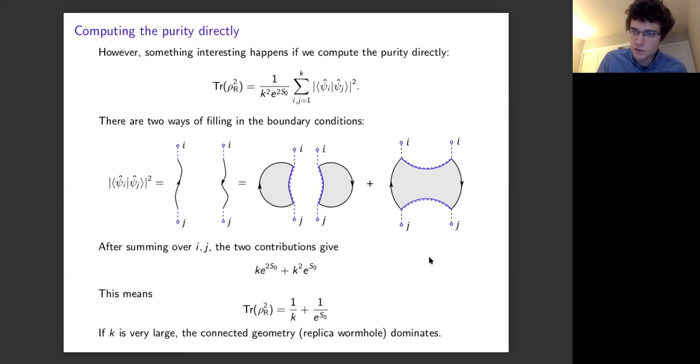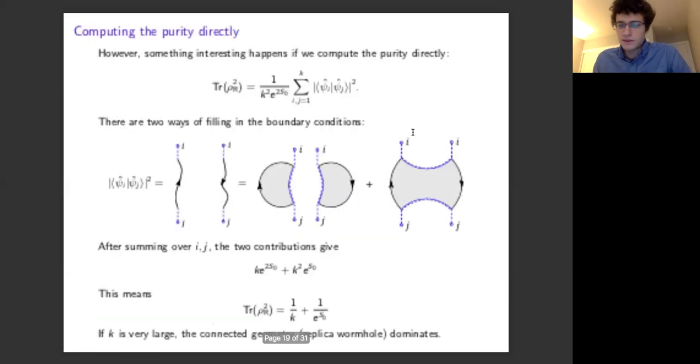And if k is extremely large, then the connected geometry, this replica wormhole, is going to dominate. It's called a replica wormhole because these two copies of the boundary condition are associated to the two replicas, the two copies of rho, the two of these factors. And it's a wormhole because the two asymptotic boundaries are connected by a geometry. So this replica wormhole is insignificant if k is small, but if k is really, really big, bigger than e to the S naught, then it dominates.